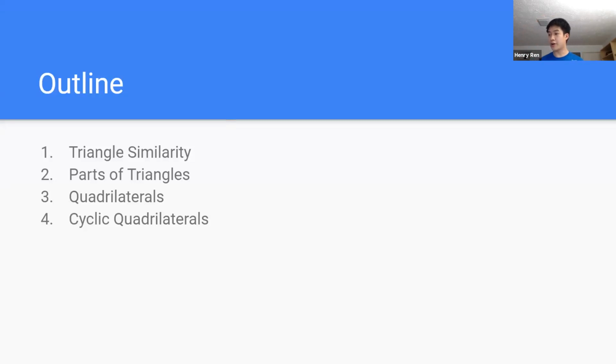All right, so we're finishing up triangles. We're going to talk about triangle similarity and then different parts of triangles like altitudes, medians, Pythagorean theorem. And then we'll move on to quadrilaterals and specific types of quadrilaterals like cyclic quadrilaterals, which we'll learn about very last.